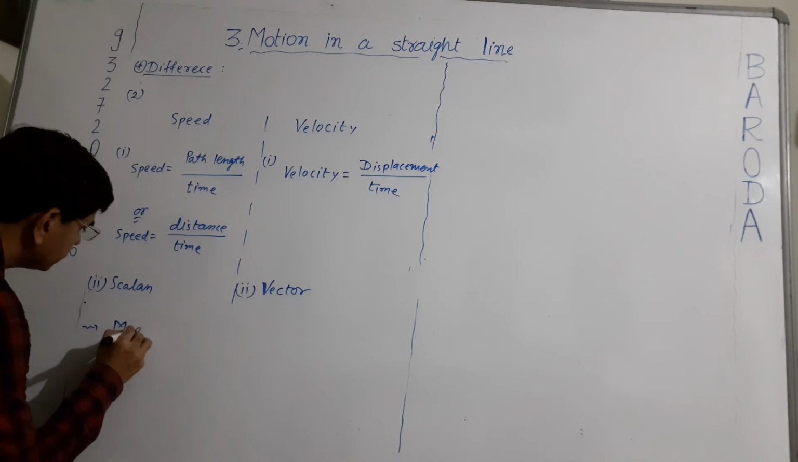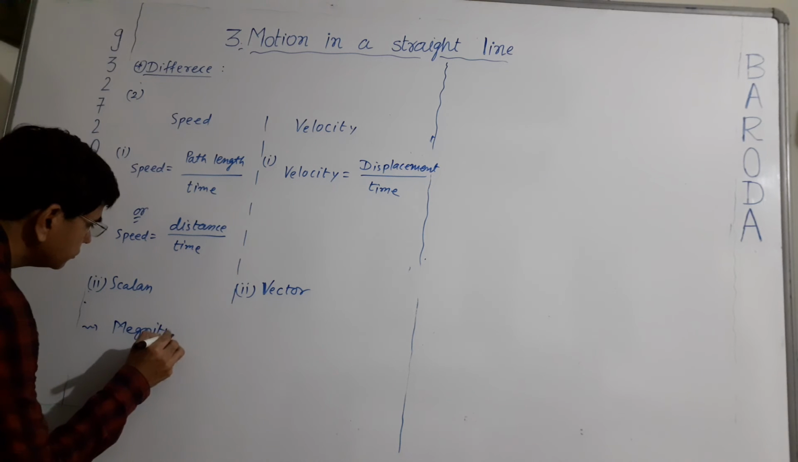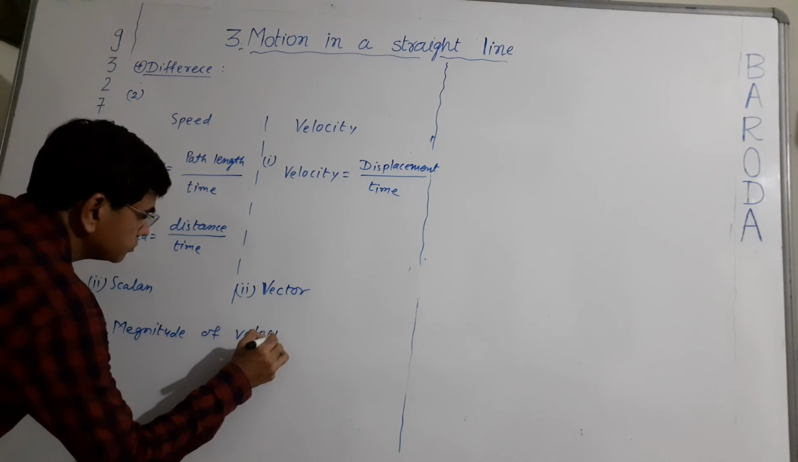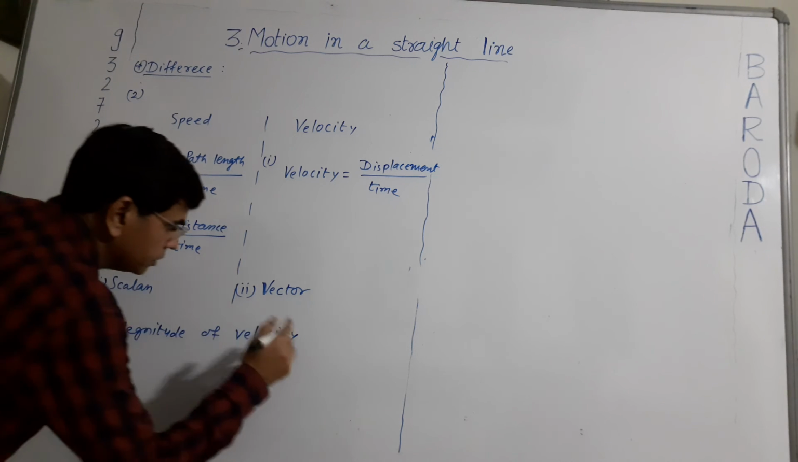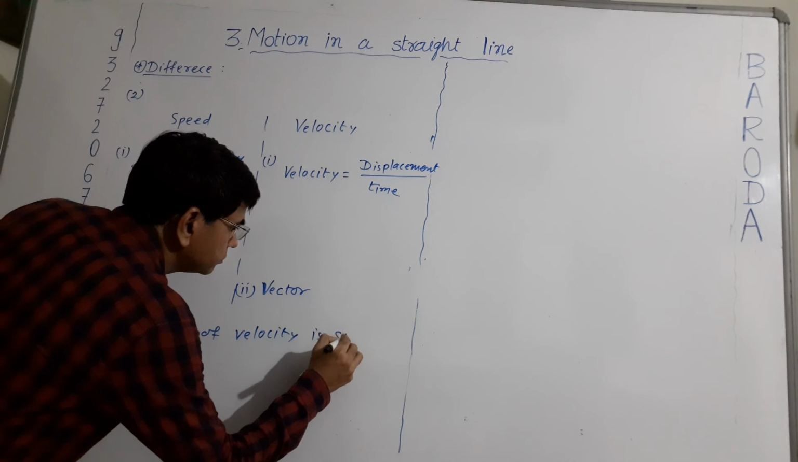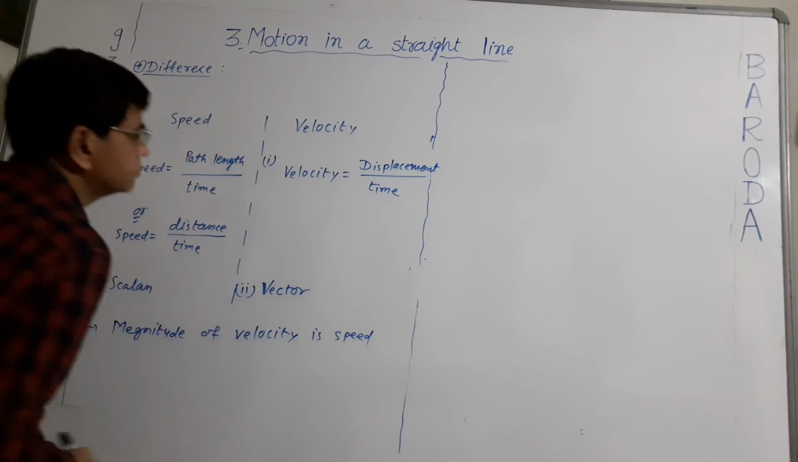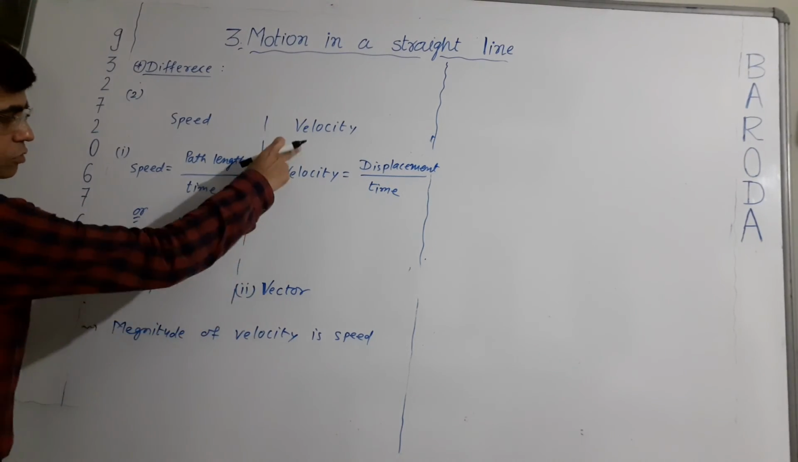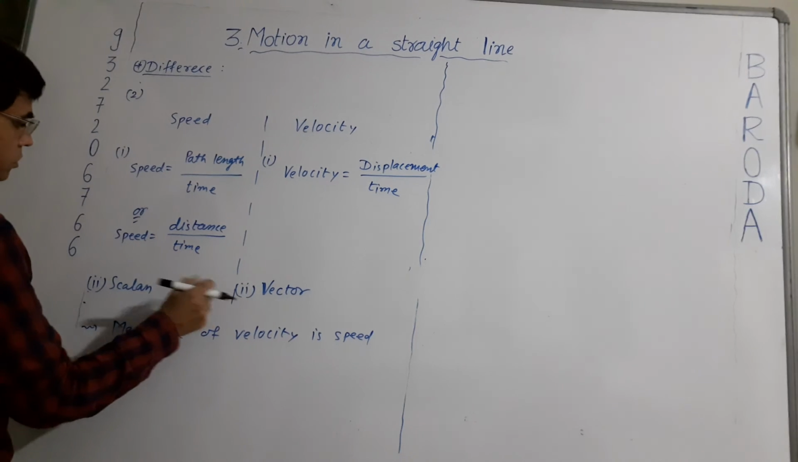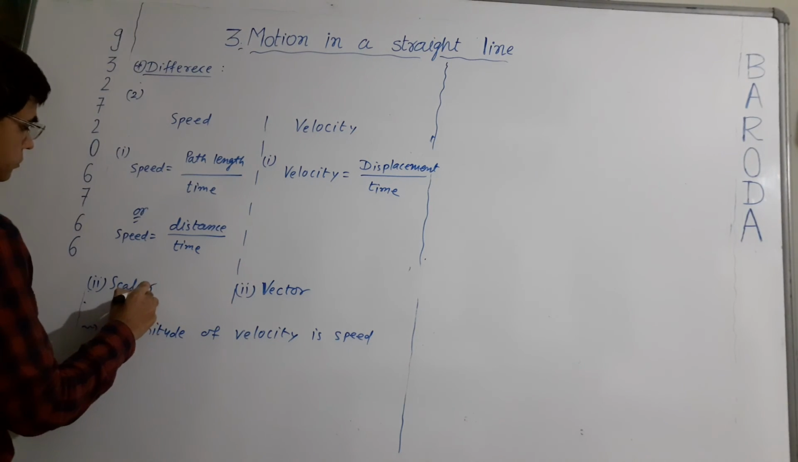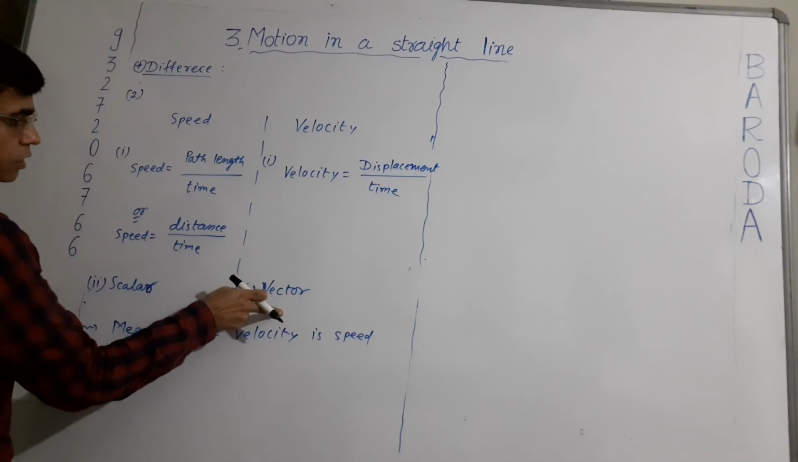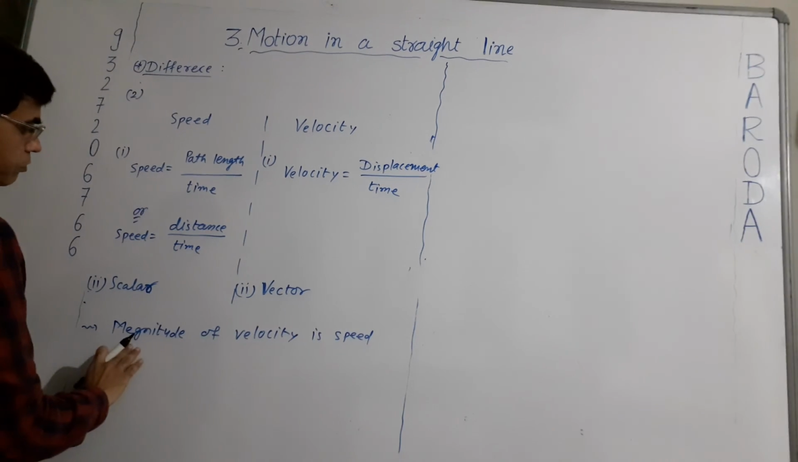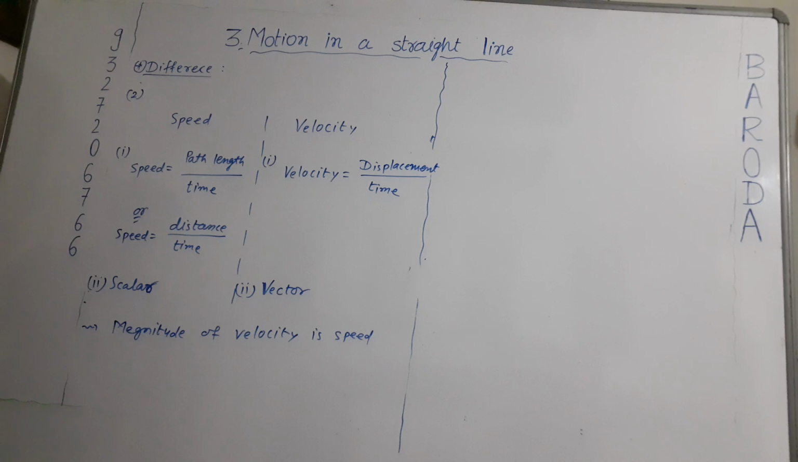Magnitude of velocity is speed. Velocity is a vector and its magnitude is scalar, which is speed. So the magnitude of velocity is speed.